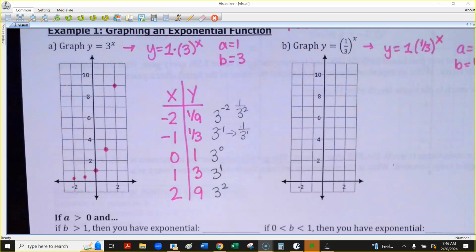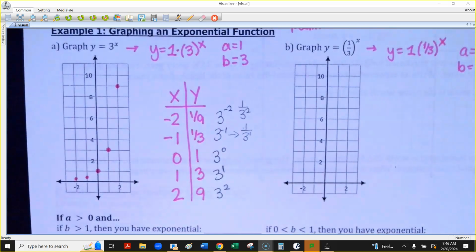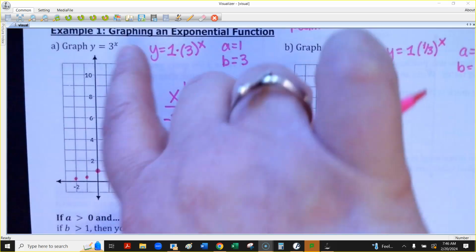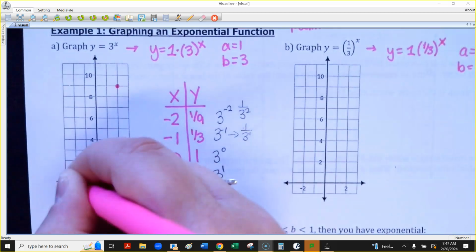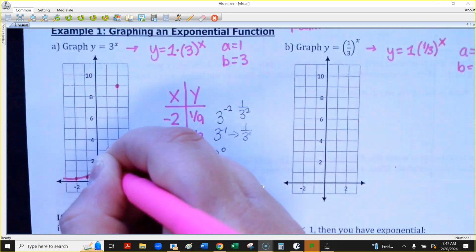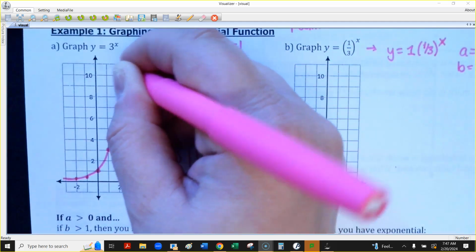If I plugged in 3, and it's going to be off the graph, but I just want you to think about this for a second. If I plugged in 3, the next coordinate would be 27. So it would be like way off this graph. This makes kind of like a J shape is how I would describe it. So it gets really tall really fast.